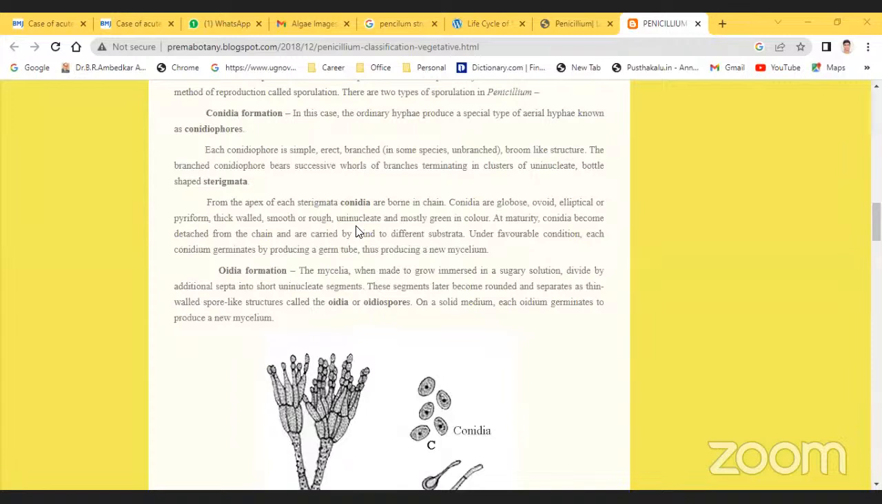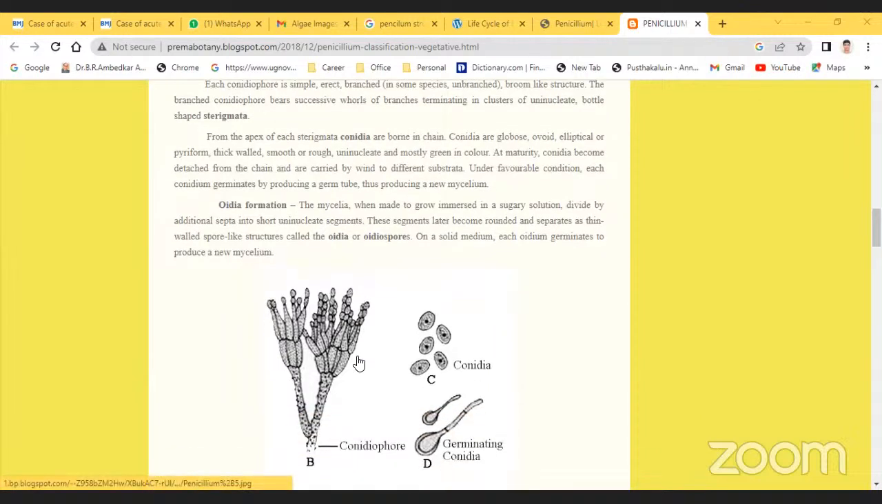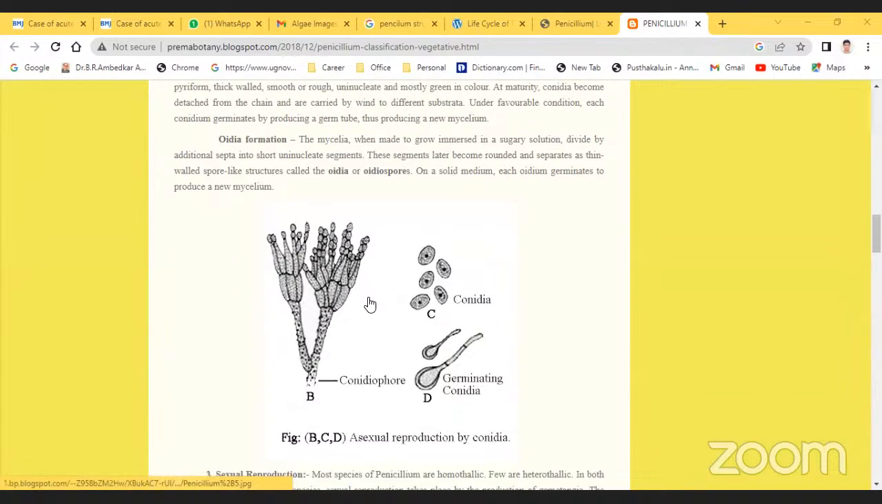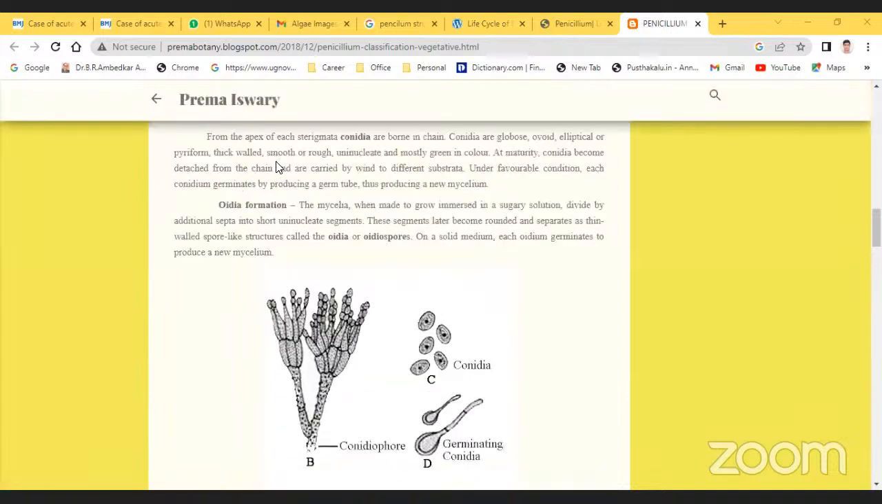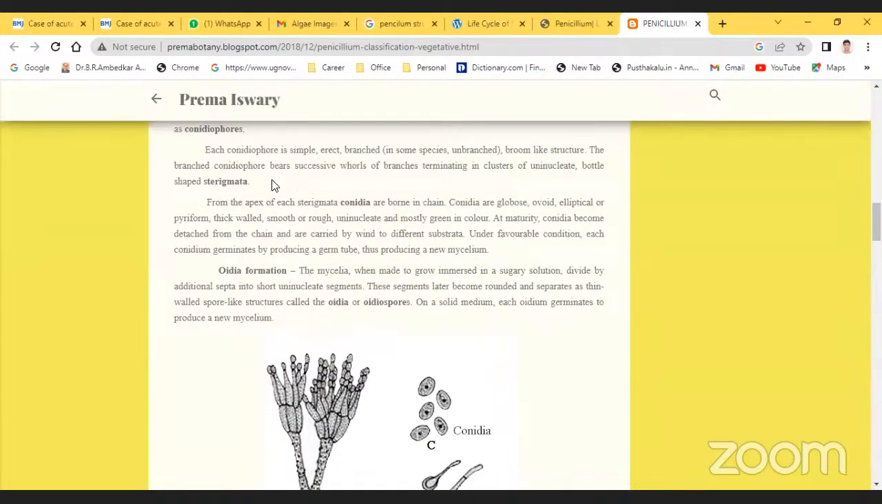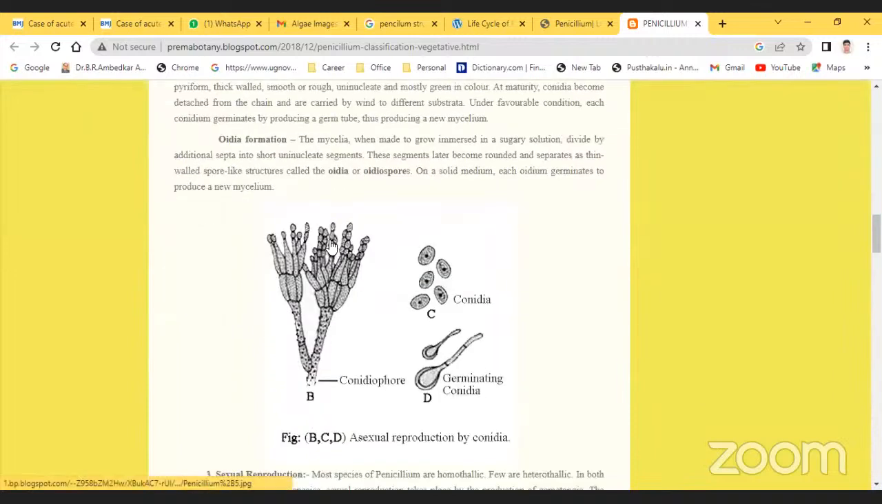So the branched conidiophores bear successive whorls of branches, terminating in clusters of uninucleate bottle-shaped structures. Terminate means remove. Already I told you, these are the bottle-shaped structures. What do we call this? Sterigmata, the bottle-like structure.